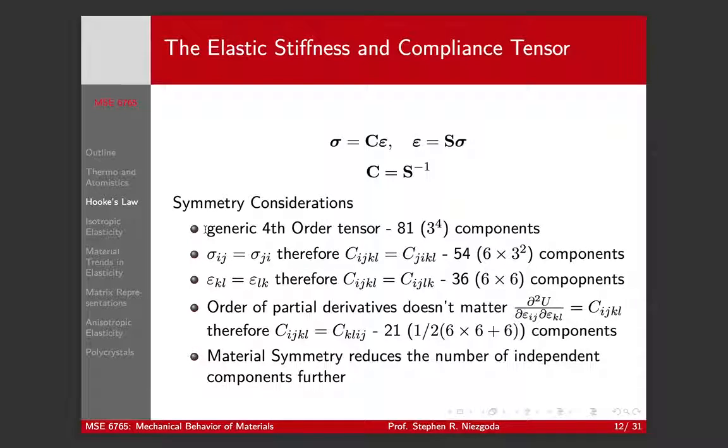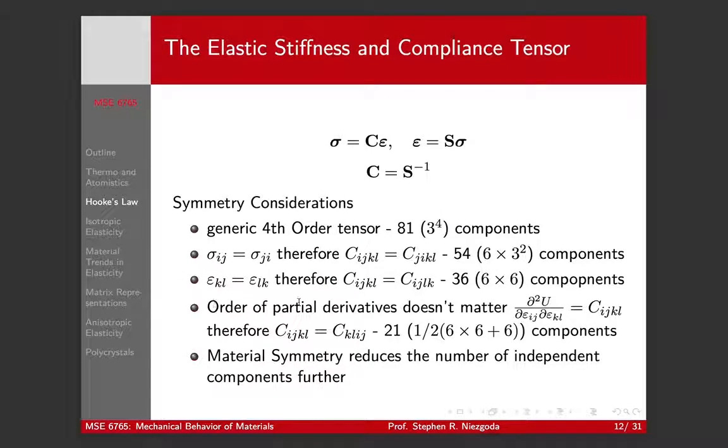So a generic fourth order tensor has 3 to the 4th components, i, j, k, and l. So that gives us 81 terms for an arbitrary stiffness and compliance tensor. But we have symmetries that can reduce this number of terms. We know that stress is symmetric: sigma ij equals sigma ji. So Cijkl has to equal Cjikl. That brings us down to 54.